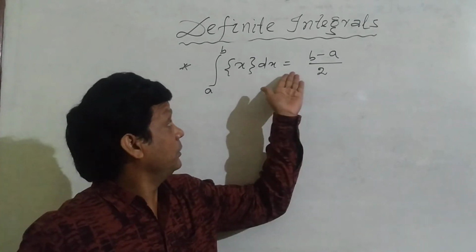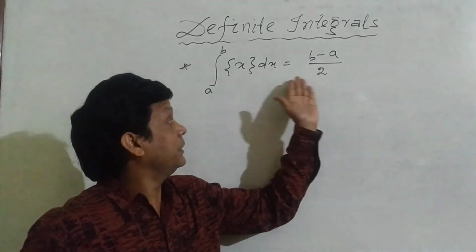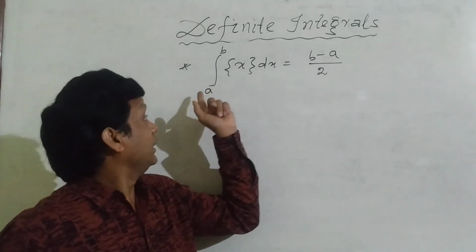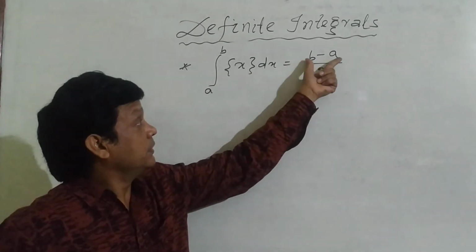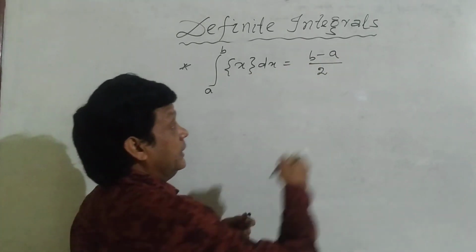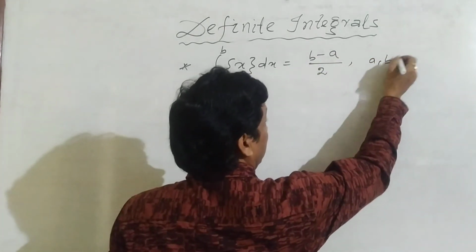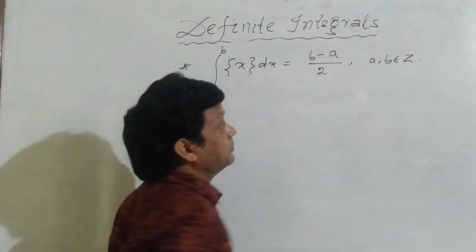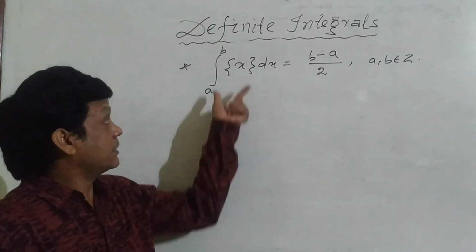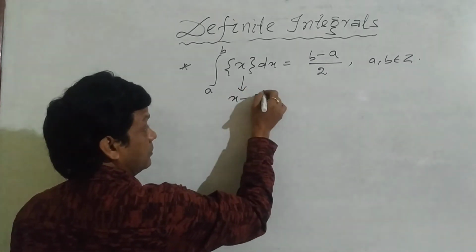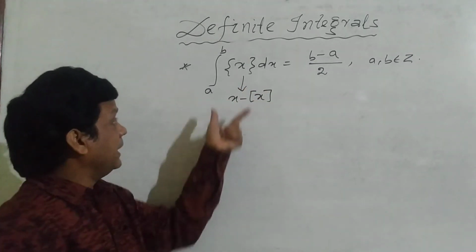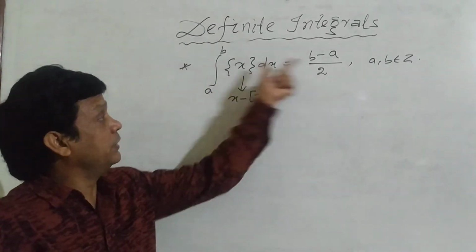Lastly, I am giving you one very important formula. The integral from a to b of fractional part of x dx. The formula is b minus a by 2. And here both a and b are integers, belongs to Z. Fractional part of x, in place of this one, I can write x minus bracket x.